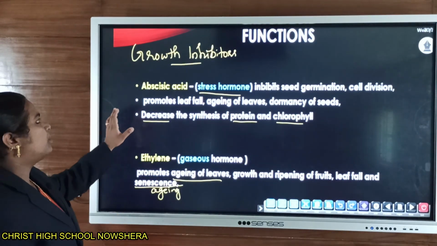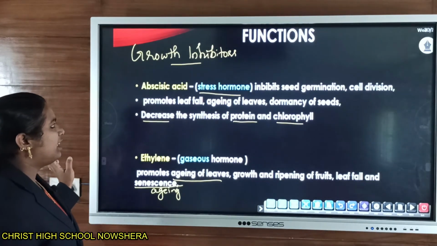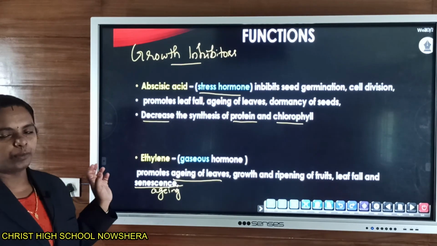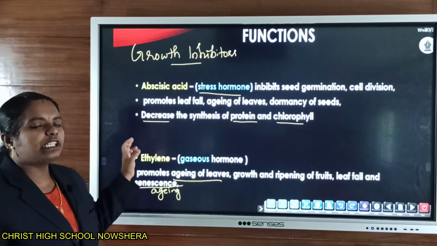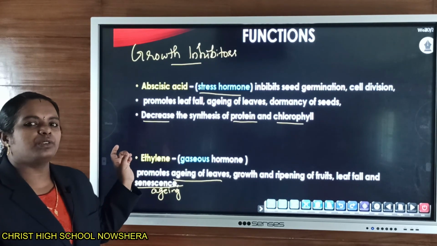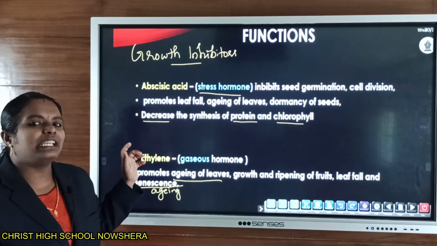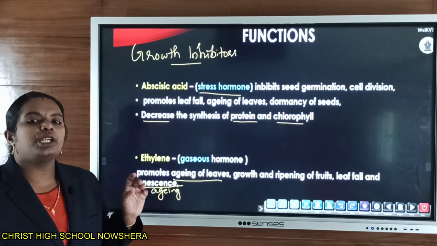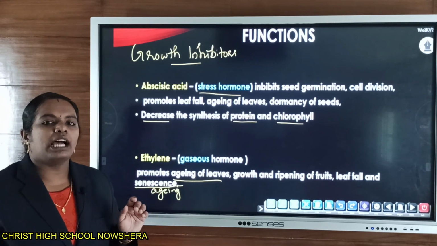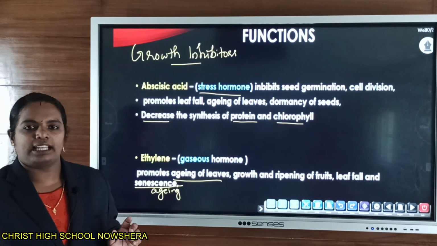That is why these are known as growth inhibitors and growth promoters. These two types, growth inhibitors as well as growth promoters, work together in the plant body to control and coordinate all the activities that take place inside the plant body.